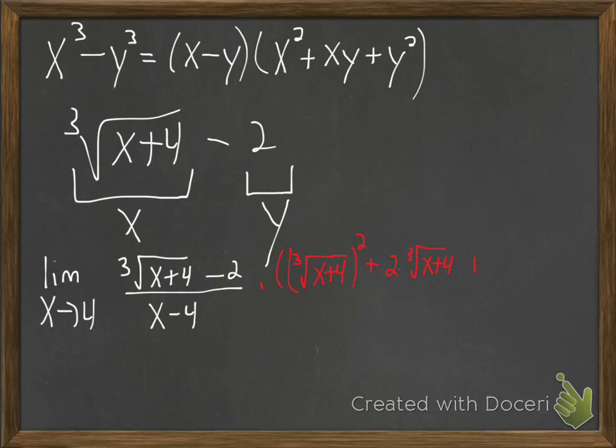Plus y squared, which would be 2 squared, or just 4. And if we multiply one part of our fraction by that, then of course we have to multiply the denominator by the same thing. Now, you don't have to bother with multiplying in the numerator there. We already know that it's going to become a difference of cubes.